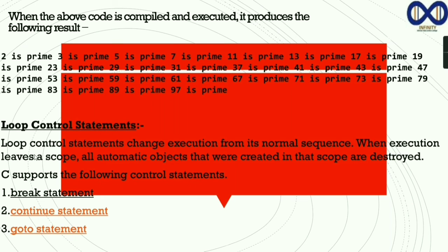Okay, loop control statements. A loop control statement changes execution from its normal sequence. When execution leaves a scope, all automatic objects that were created in that scope are destroyed. Okay, C supports the following control statements, such as continue. The continue statement we will explain in the next video.